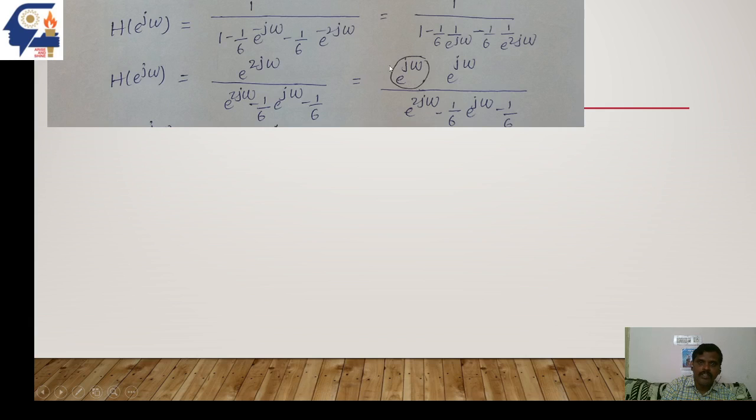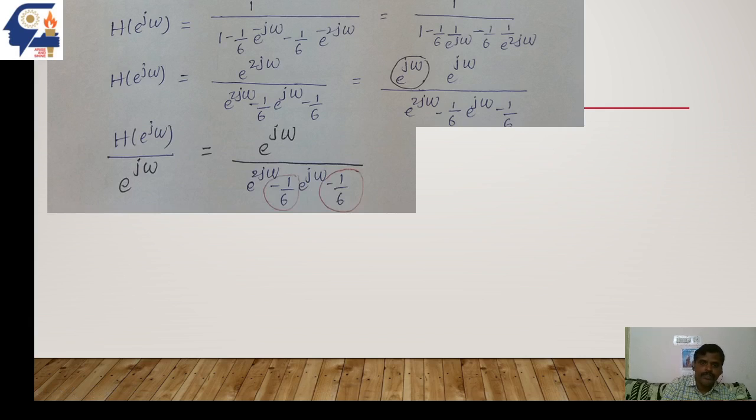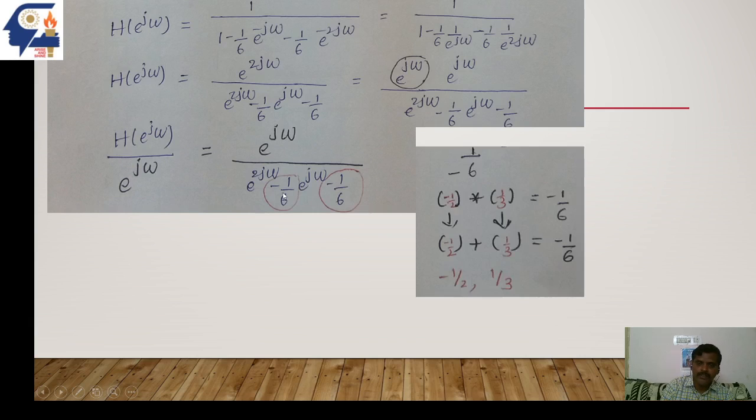Now I am taking one e power j omega to the left side. Why am I taking e power j omega to the left side? At the end of the result, we will know. So this e power j omega goes to the left side, then the remaining one is this one. Now it is second order. I am going to convert it in terms of partial fractions. To get the second order in terms of simple poles, if you multiply two numbers, I want minus 1 by 6. If you add the same numbers, I want minus 1 by 6. Then what are the factors?